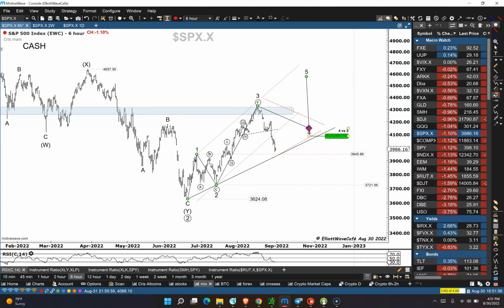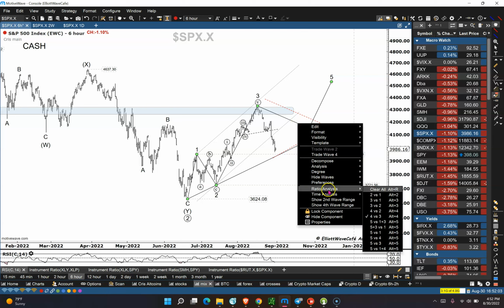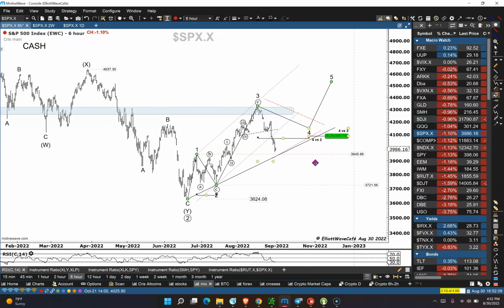Because here, you're going to go up here, and I'm just going to put a time fib in here. Just going to go time analysis 4v2. Okay. So here you are. Let me find it here. Okay. So you got to get, and this was a pretty sharp correction, right?